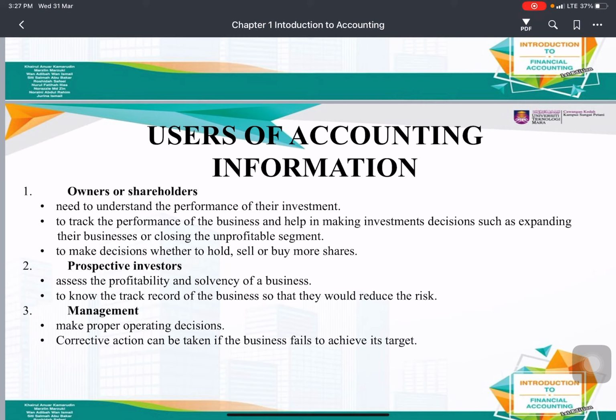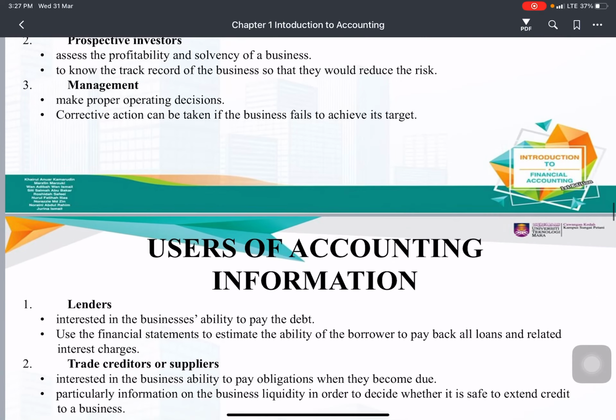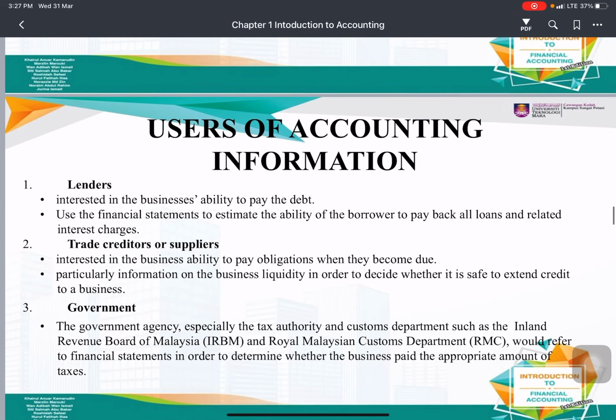All right, next, the management makes proper operating decisions. The management also would like to know the financial statement for their operating decisions. For example, if the profit does not achieve the target, what corrective action do they have to take? All right, lenders or the creditors.